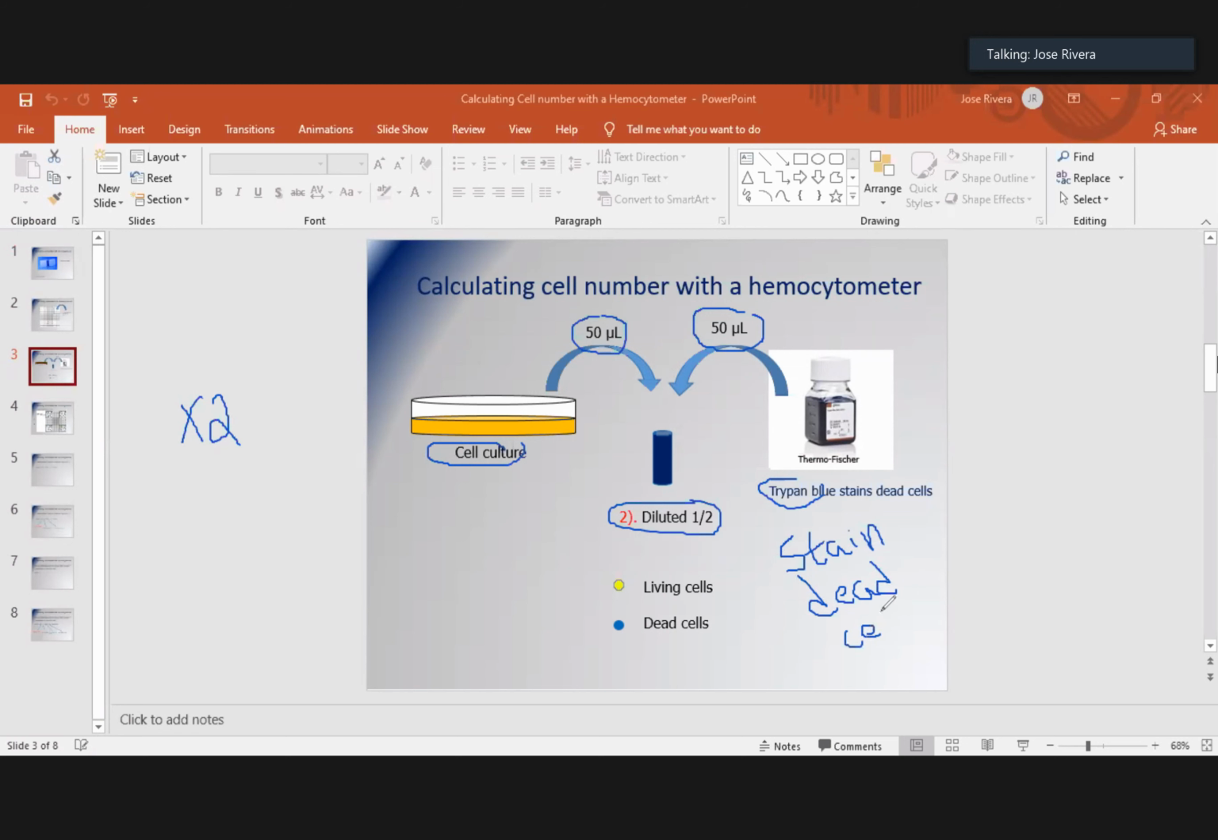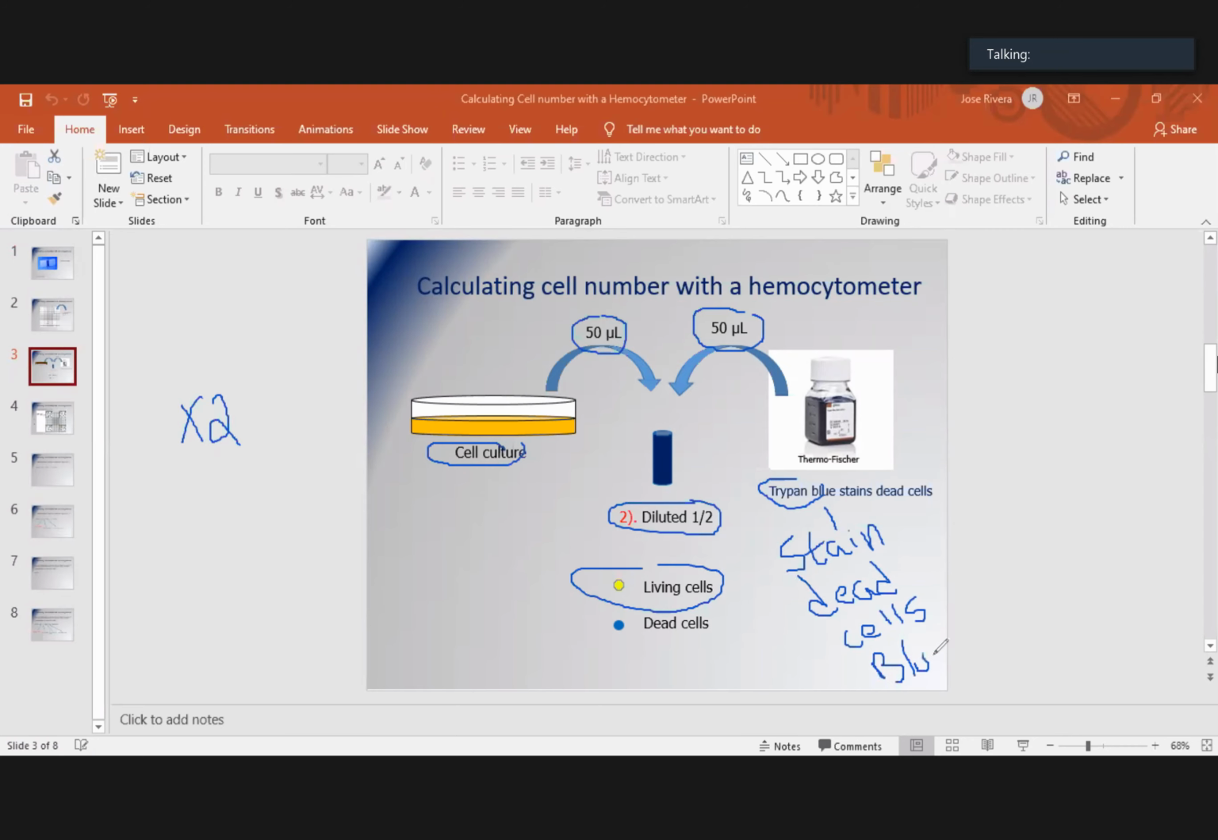In cells that are viable, so this is trypan blue, cells that are viable or living are going to be yellow. So dead cells are blue, and living cells, or what people call viable cells. So viable cells are cells that are going to divide later. They're called viable cells. So these are stained yellow.